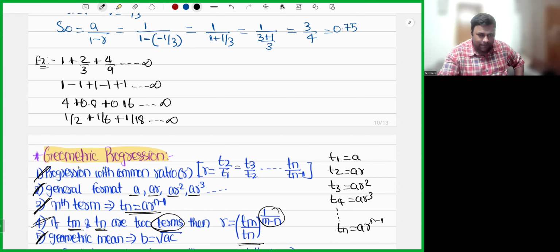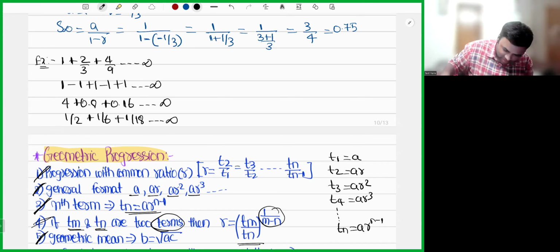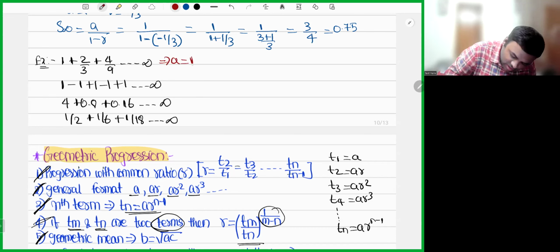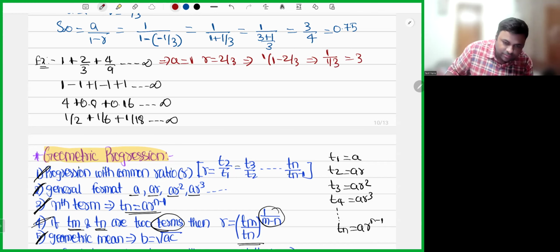Okay, let's check. I'll check the answer. See here. It's simple. First one, A is 1. Common ratio is 2 by 3, T2 by T1. So A divided by 1 minus 2 by 3. What is 1 minus 2 by 3? 1 divided by 1 minus 2 by 3 is 1 by 3. So the answer is 3. How many of you gave this correct? Perfect. All 3 of you gave this correct.